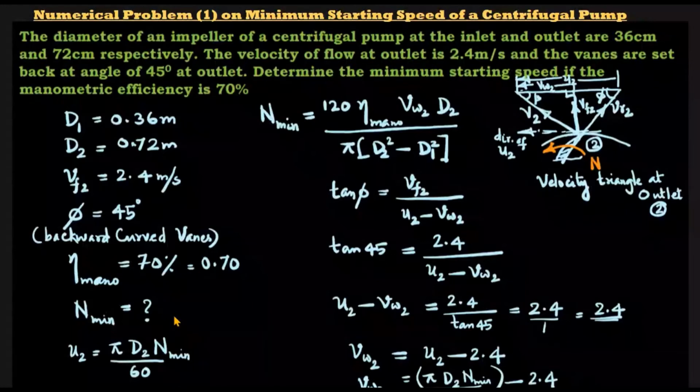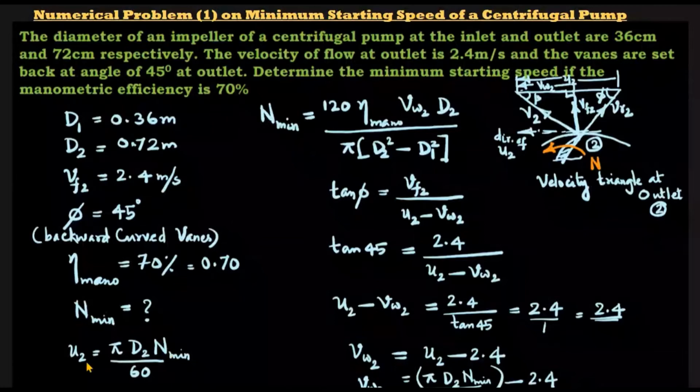We have to find out the minimum starting speed for commencing the discharge at delivery exit. So in the case of a centrifugal pump, there is always a minimum starting speed requirement for commencing the discharge. If that speed is not attained, then the impeller will simply rotate, but there will not be any discharge coming out. So the discharge of liquid will commence only when the impeller runs at a certain minimum speed, which we call the minimum starting speed. Okay, we have to find out that.